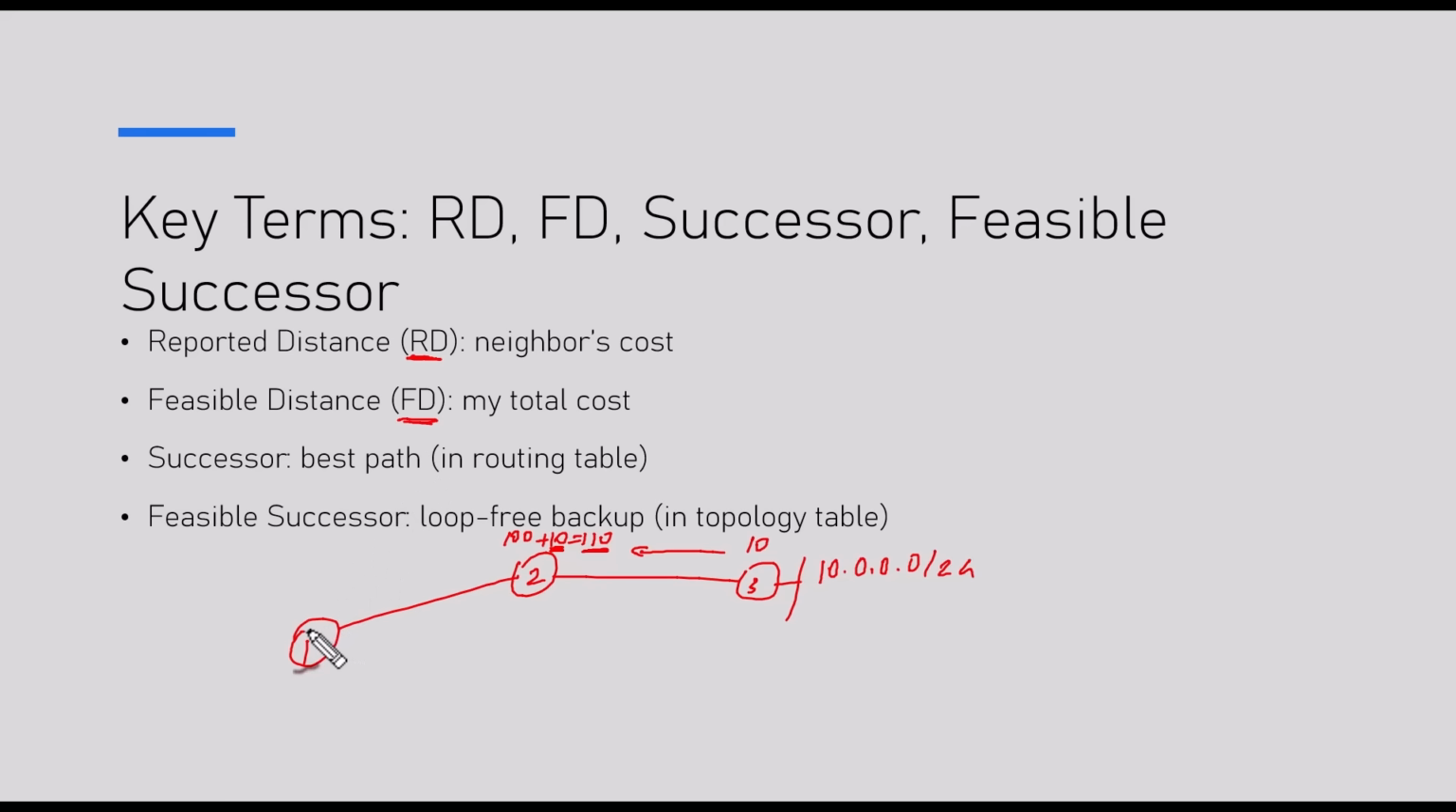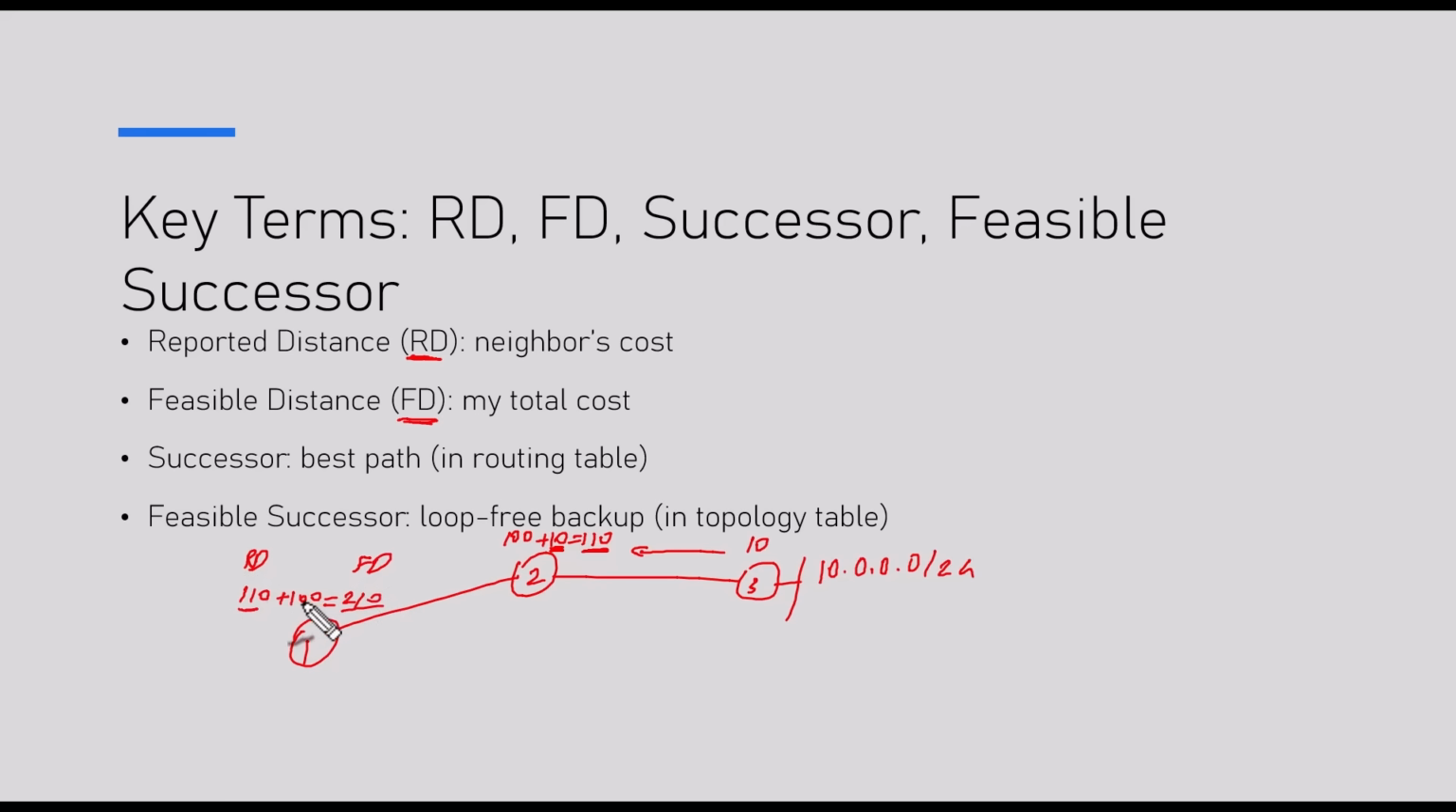Router 1 is going to receive this. Router 1 says, okay, my neighbor said that its cost is 110. That is the reported distance. My cost to router 2 is 100, so I'm just going to add it. So I'm going to have something like 210. My feasible distance is going to be 210. My reported distance is 110. So these two values are very important: feasible distance and reported distance.